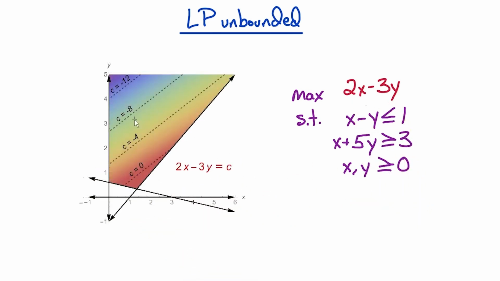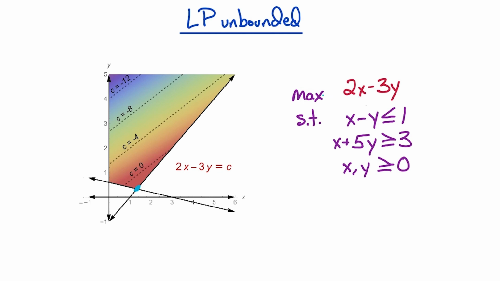Here's the feasible region once again with the heat map and the level sets marked. So if we look at this line, 2x minus 3y equals c, we achieve c equals minus 12 on this line, and then it increases as we go down. So the optimal value of this LP is going to be achieved at this vertex of the feasible region. So this maximization is defined for this objective function, whereas for the other objective function, the maximization was undefined.